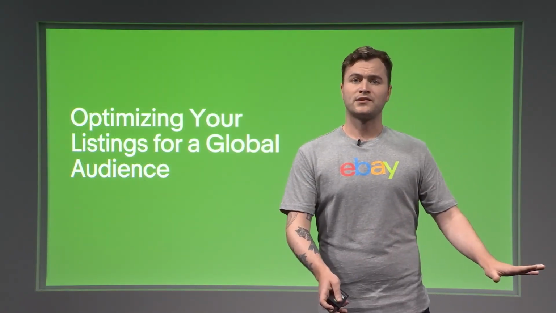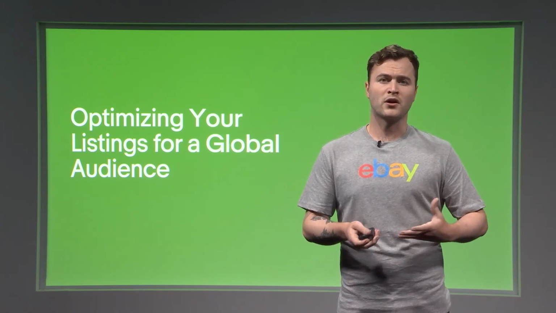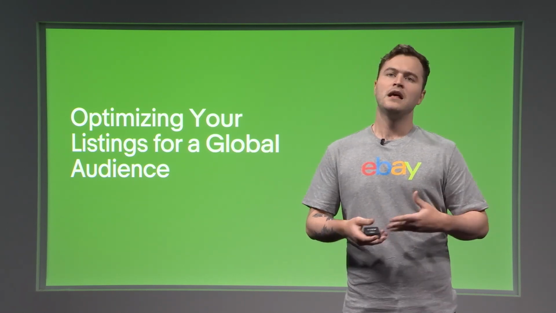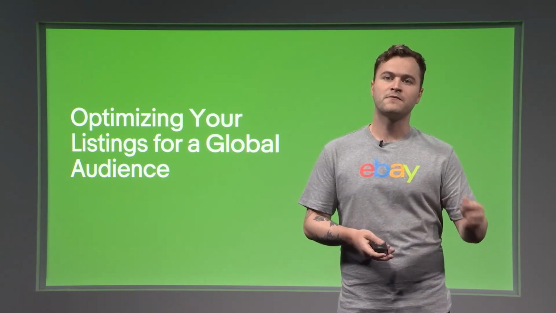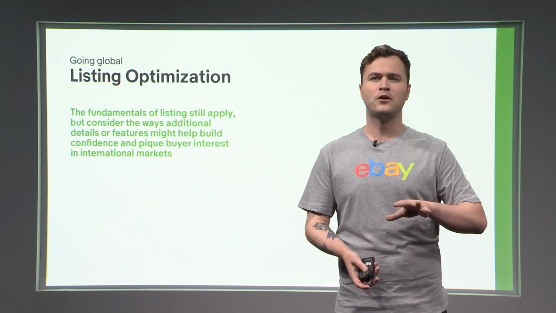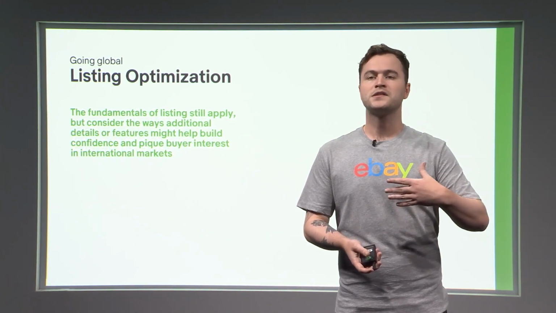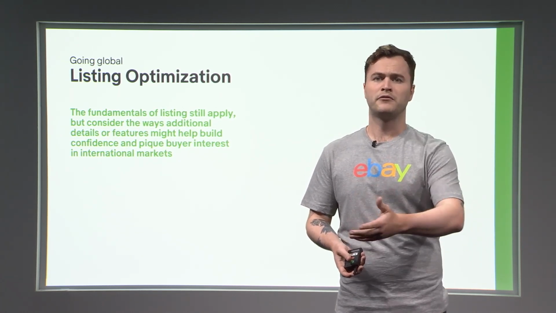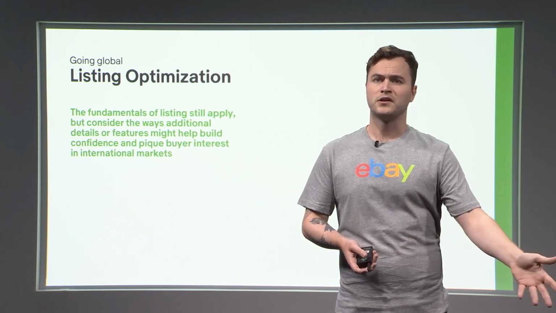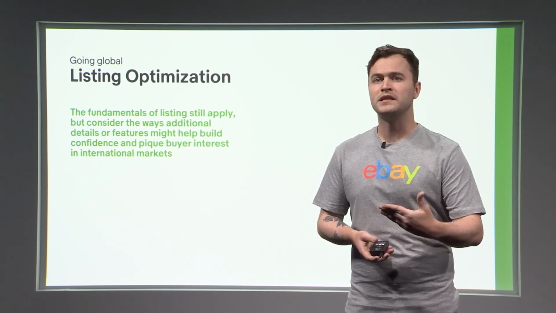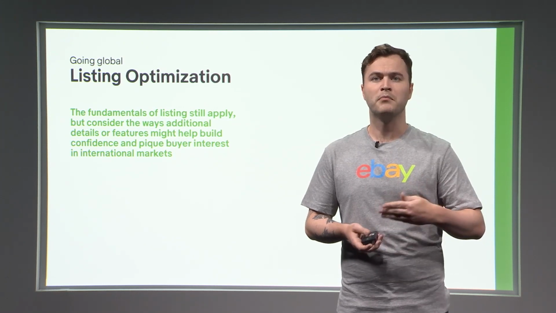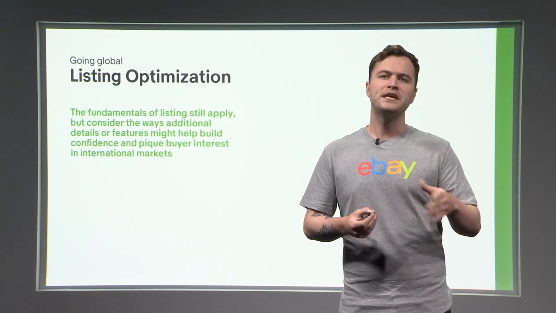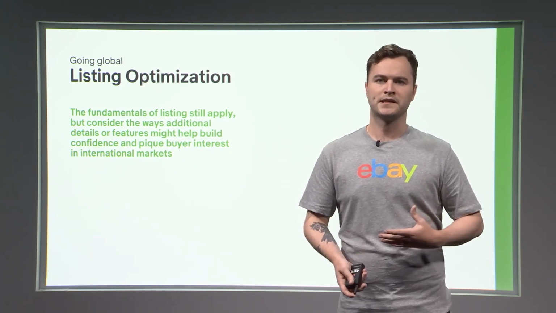Now, we've talked about your international strategy. You're feeling comfortable about what markets you want to access and which product offerings you want to make sure that you're highlighting in each market. Let's talk a bit about optimizing your listings for a global audience. Now, the fundamentals of listing are still going to apply whether that listing is being seen by an American, a Canadian, a Brit, a German, or an Australian. But there are some additional details or strategies that you might want to employ to build trust, to build confidence in that listing globally, and pique buyer interest in international markets.